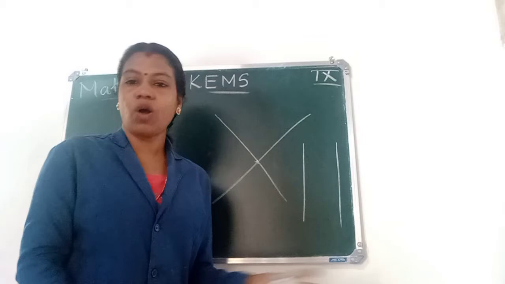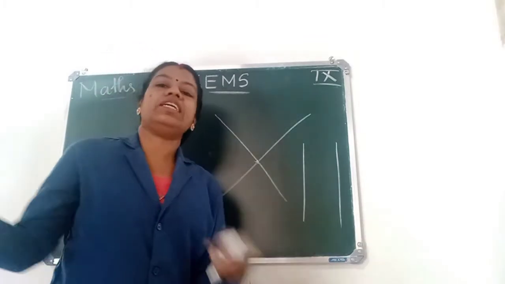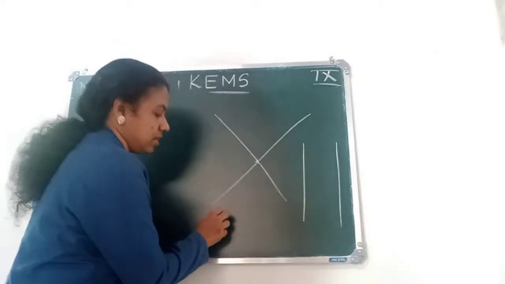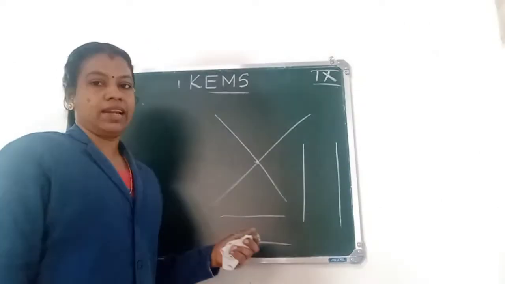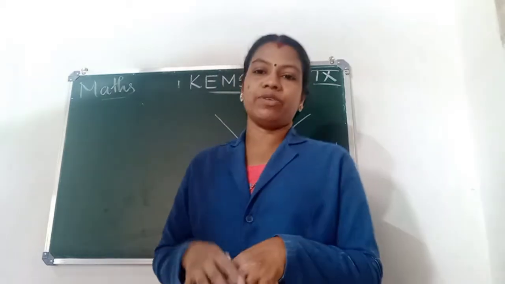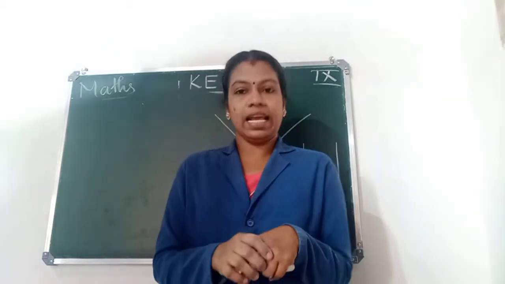These two lines are not intersecting. They extend indefinitely in both directions. So these two lines are called parallel lines. These are also parallel lines. Clear? Okay. These are some pairs of angles. Some more pairs are there that we will discuss later.